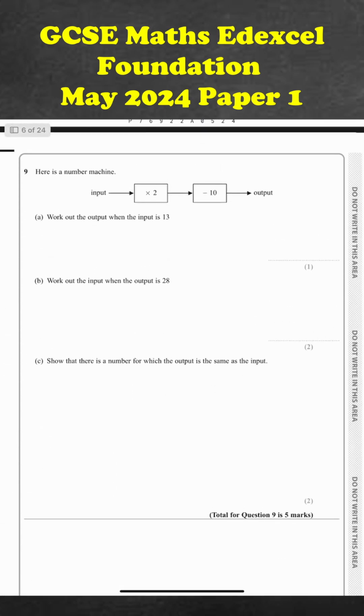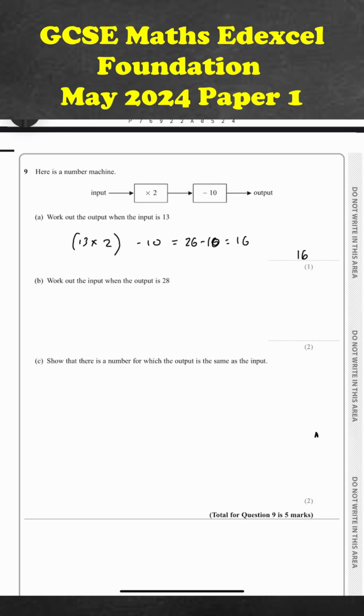Question number 9. Here is a number machine. Input multiplied by 2 minus 10 gives the output. And question A, work out the output when the input is 13. So we need to do 13 multiplied by 2 minus 10, and that's the output. So I'm just going to put brackets in here so I don't get confused. As it's a machine, we need to do it in the exact order that it's coming in. So 13 times 2 is 26, minus 10. So our answer is going to be 16.